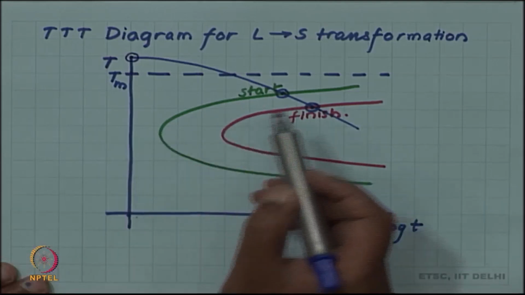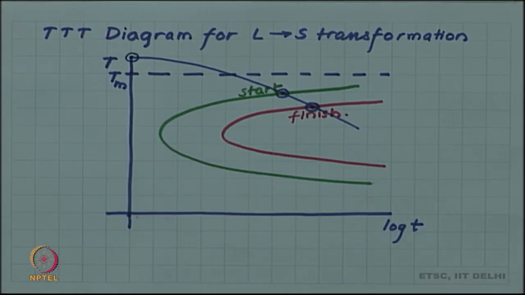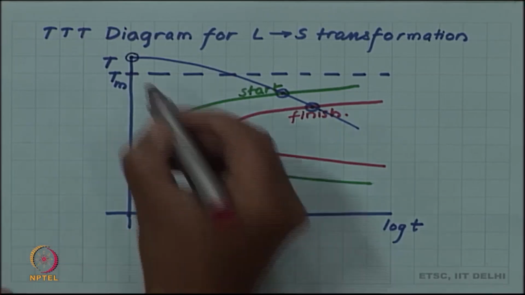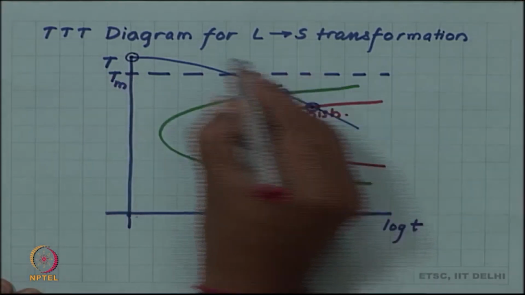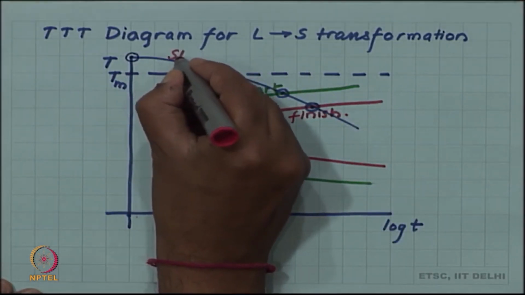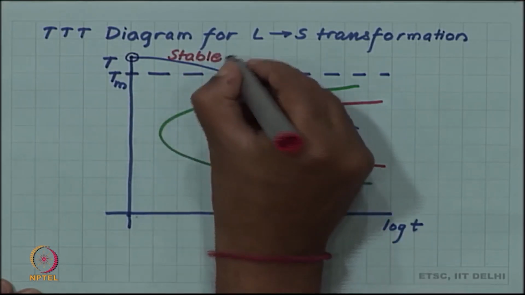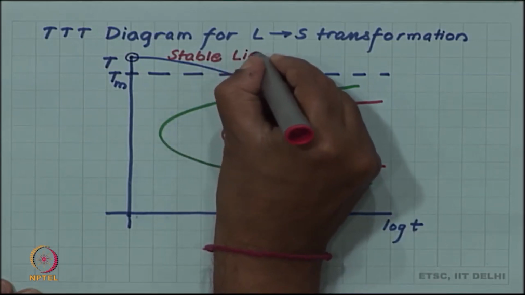So, before the start curve, let us first label the phases. Above the melting point you have liquid, and that is a stable liquid, that's a happy liquid, it does not want to transform. So, we have a stable liquid.